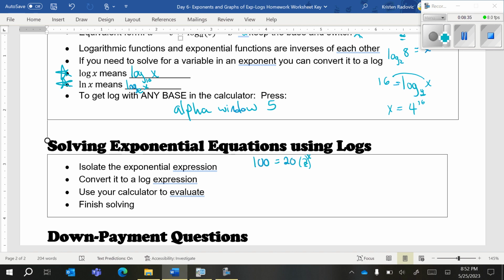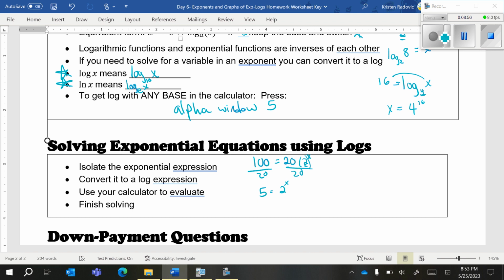You always want to get rid of the coefficient. So I'm going to divide by 20 on both sides. And that's going to give me 5 on the left and 2 to the x on the right. You don't have to write any more parentheses because there's nothing else there. The parentheses show that it is separate in the first line because the 20 was there.